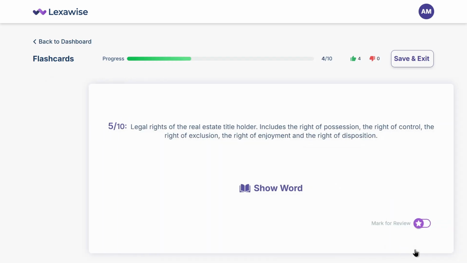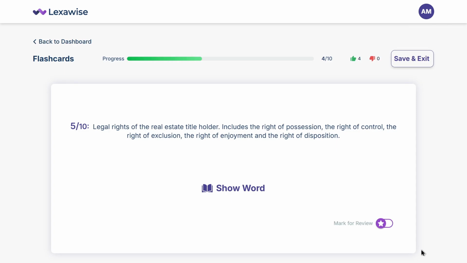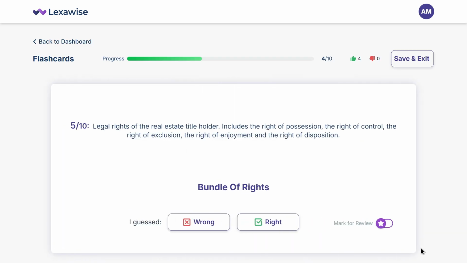Next term, legal rights of the real estate title holder includes the right of possession, the right of control, the right of exclusion, the right of enjoyment, and the right of disposition. This one is easy. Can you tell? Let's flip the flashcard. Bundle of rights. The bundle of rights refers to the legal rights a property owner has. These include the right of possession to live there, the right of control to decide what to do with it, the right of exclusion to keep others out, the right of enjoyment to use the property how you like, and the right of disposition to sell, transfer, or will it. Think of it like a package of benefits that comes with owning real estate.